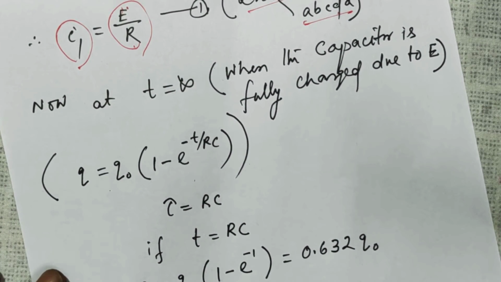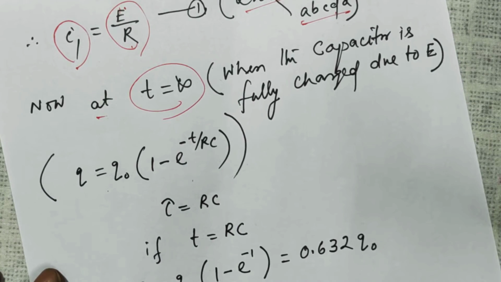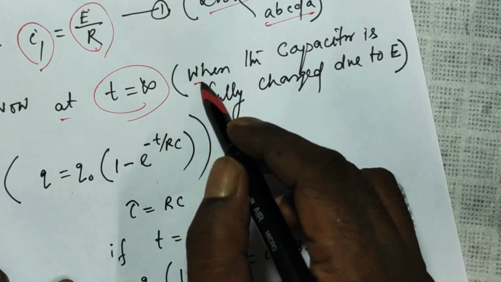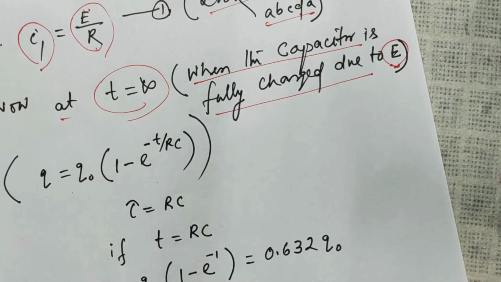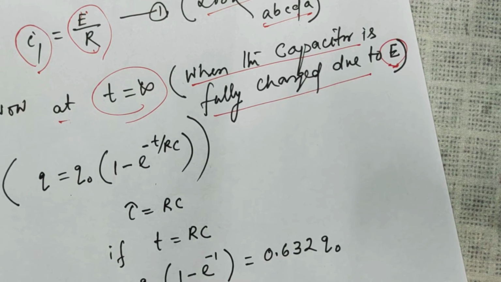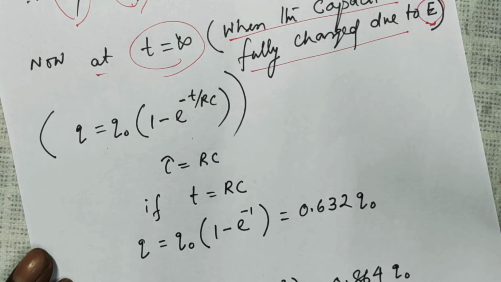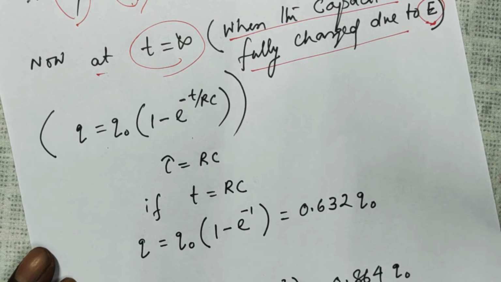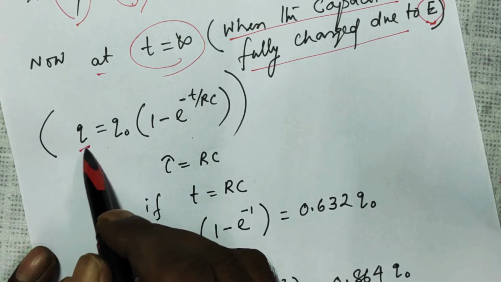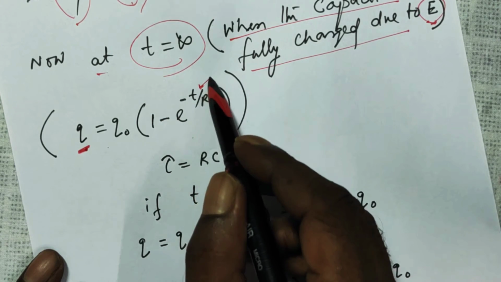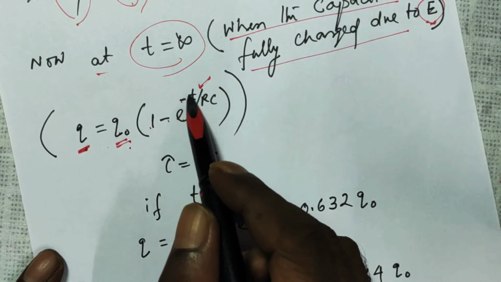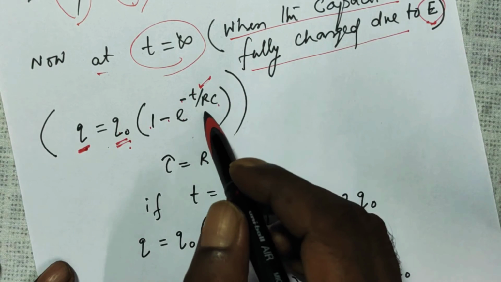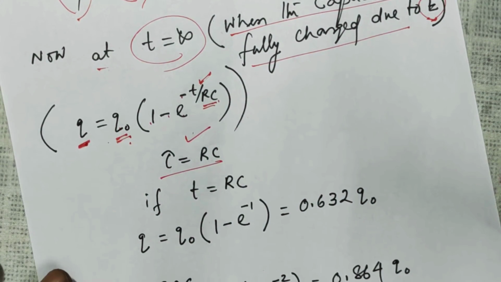Now time goes on. Now at t is equal to infinity, the capacitor is fully charged due to the source of EMF. And this is for your explanation, which I have explained in previous videos. When a capacitor is charged by a DC source through a resistance, the charge on the capacitor Q at a time t is the maximum that it can hold, Q naught, times 1 minus e to the power minus t by RC, where RC is called the time constant.